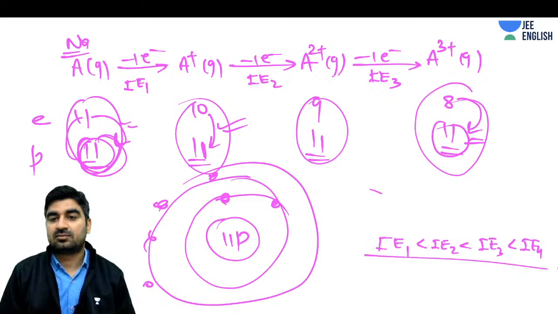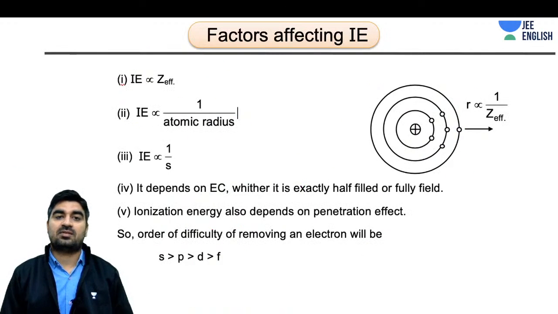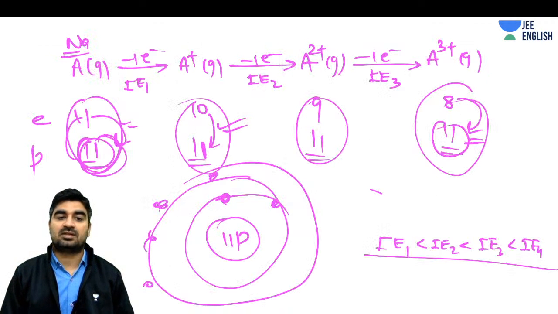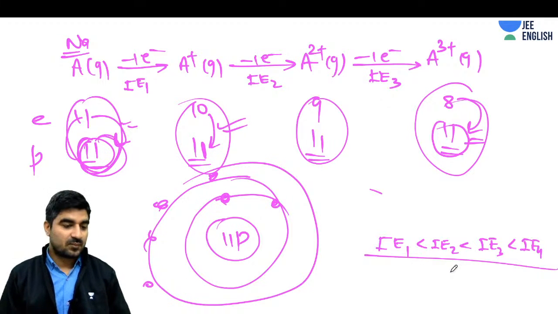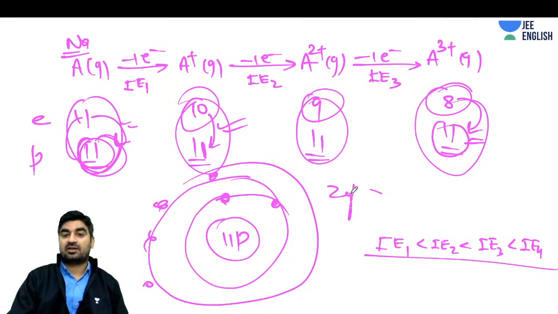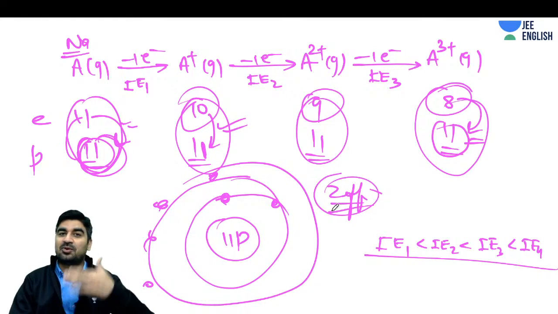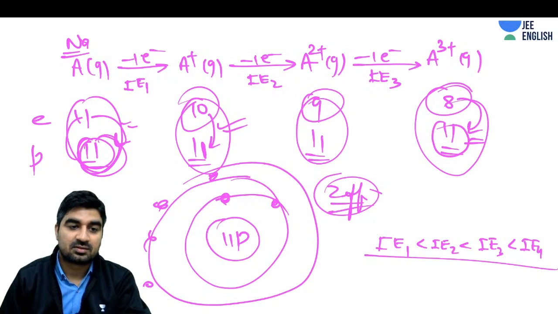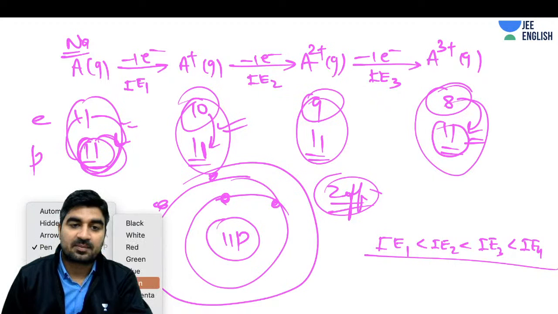Note it down. The order of successive ionization energies will be this. Got it? Why? Because after removing one electron, the number of electrons decreases. As a result, Z effective, or net force of attraction, will keep on increasing. Got it, guys?